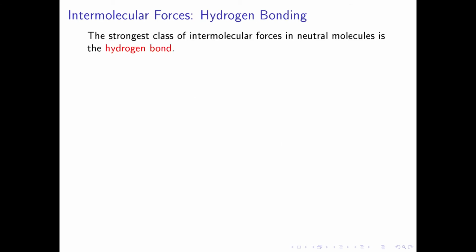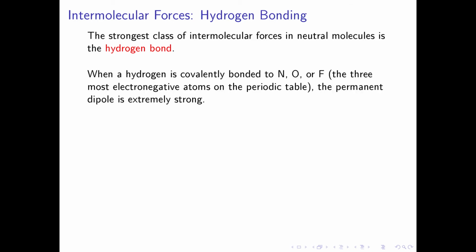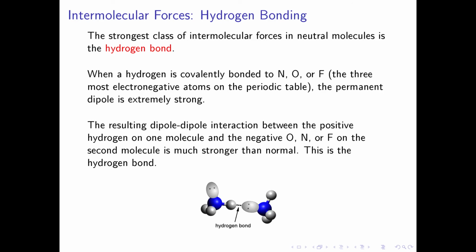The next class we will consider is the hydrogen bond, and this is the strongest class of intermolecular forces between neutral molecules. When a hydrogen is covalently bonded to nitrogen, oxygen, or fluorine, which are the three most electronegative atoms on the periodic table, the resulting permanent dipole is extremely strong. Therefore, the resulting dipole-dipole interaction between the positive hydrogen on one molecule and the negative oxygen, nitrogen, or fluorine on the second molecule is much stronger than normal dipole interactions. This is known as the hydrogen bond.